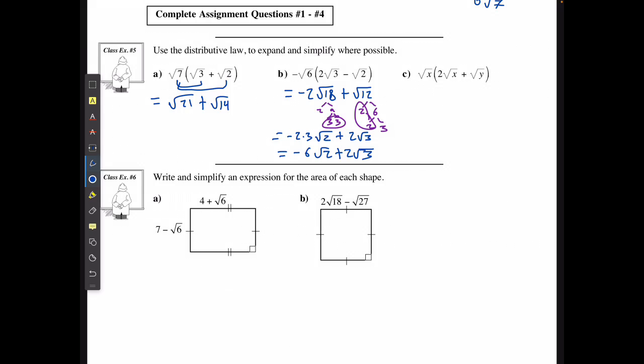In the last case, I have 2 and x are going to be the square root of x squared, plus x and y is going to be the square root of xy. The square root of x squared is just x, and the square root of xy can't be simplified because there's no perfect square in there.